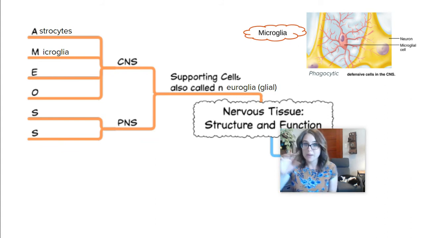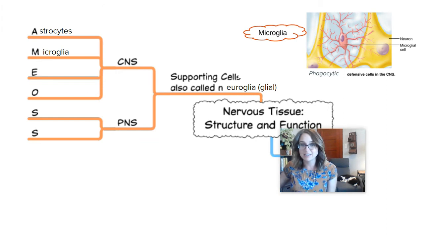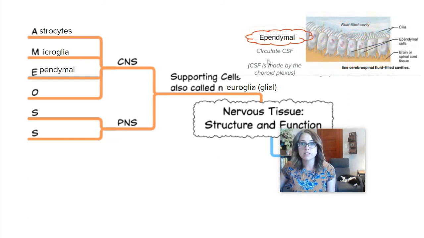Now, the microglia cells, their job is to fight something like meningitis, okay? And so hopefully they would fight off an infection because they are phagocytic, okay? They eat and engulf harmful things in your central nervous system. The next one are the ependymal cells. These guys are the ones that circulate your CSF, cerebrospinal fluid.